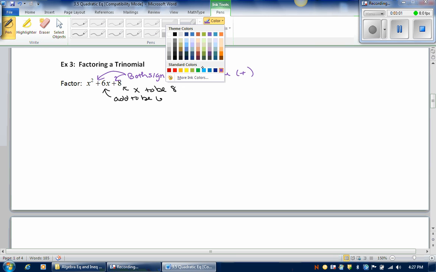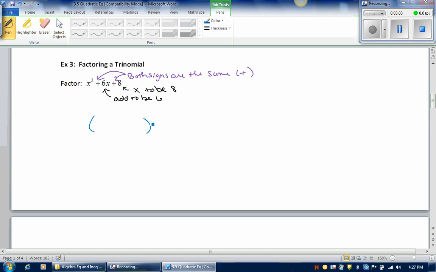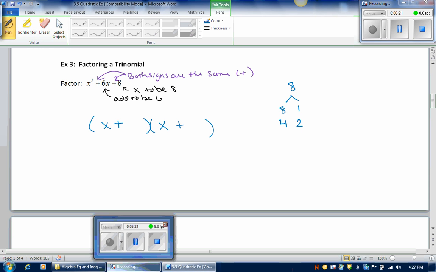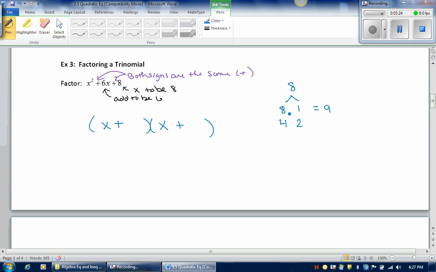So when you start setting this up, you're going to have two sets of parentheses. You know you're going to have plus plus. Signs are the same, they're both going to be positive. You know you're going to have x and x. X times x is going to give you x squared. So two numbers that multiply to be 8 that add to be 6, so I start thinking about my factors. 8 and 1, 4 and 2. Well, I know 8 and 1 is going to give me 9. That won't work. But 4 plus 2 will give me 6. 4, 2. And that's factored. Two numbers that multiply to be 8, add to be 6. 4 and 2. Signs are the same. They're both going to be positive.